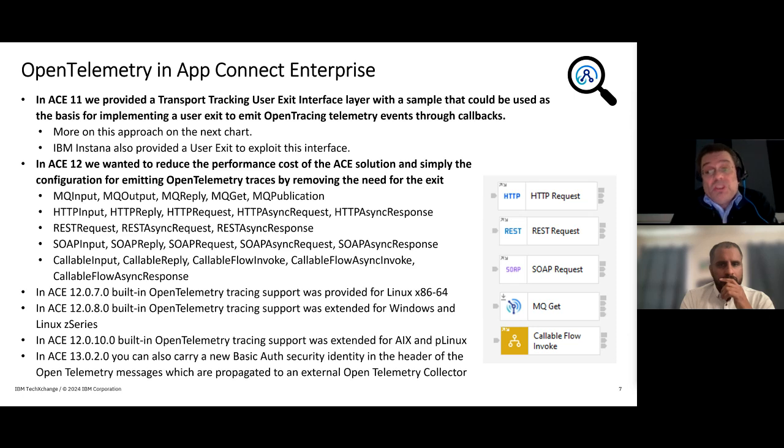So given we've talked conceptually about what OTel is and how the standard works, let's dive into a little bit of stuff on ACE. So App Connect Enterprise, our latest version of ACE is actually version 13, but our story with OTel winds back quite some time, back to circa 2020, where in ACE version 11 at that time, we basically introduced what we call a transport tracking user exit. That's a bit of a mouthful.